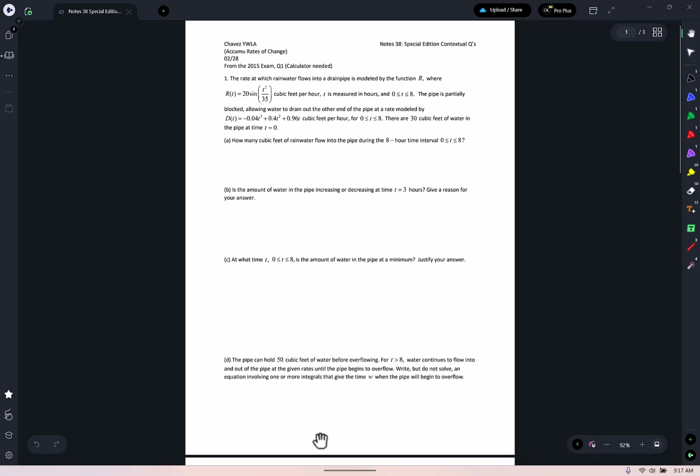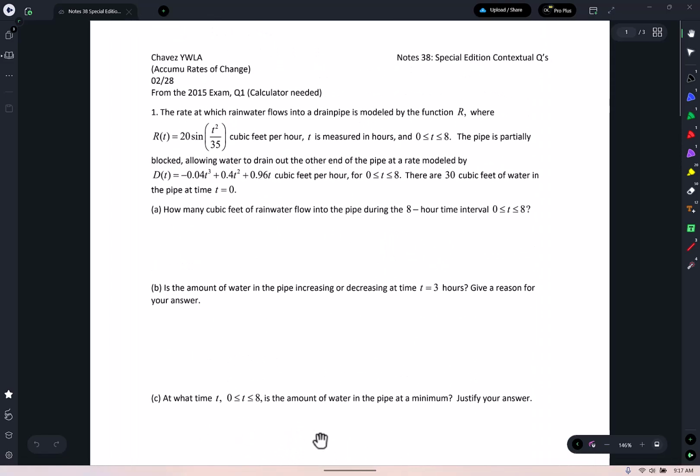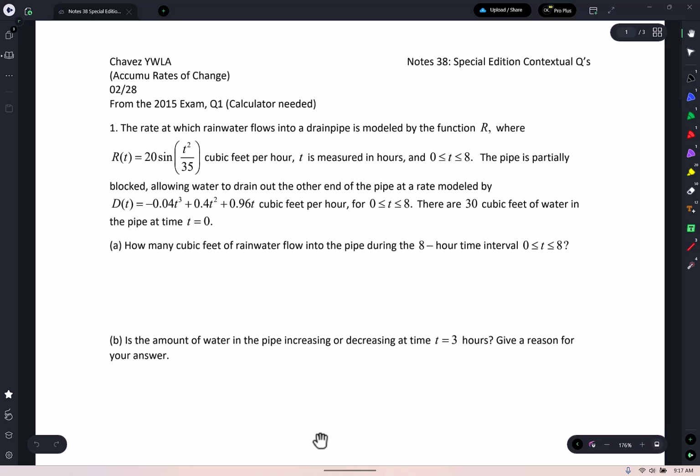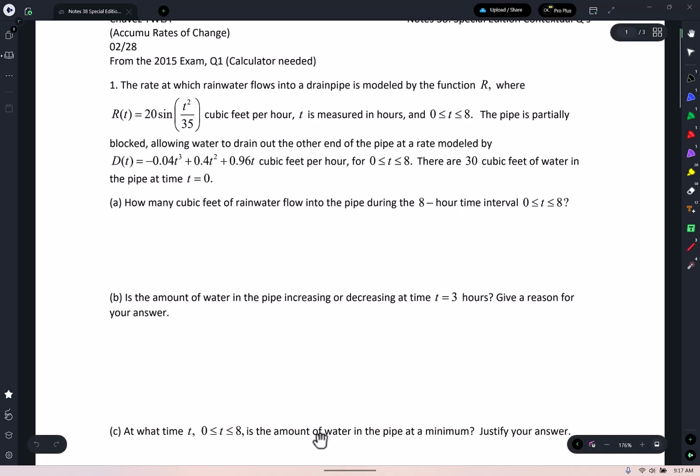All right, guys, here we go. So these are contextual questions. They're giving us rates of change, and we're going to be adding them up by finding area under the curve. You'll see what we mean. So let's read this question, guys. This is from the 2015 AP exam. This is question number 1.